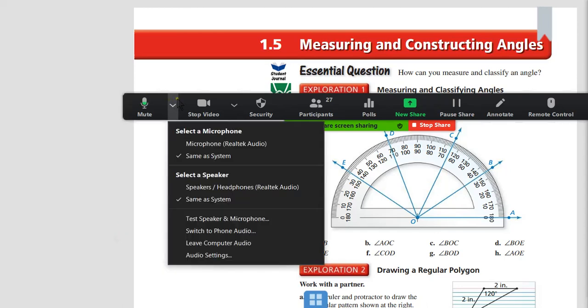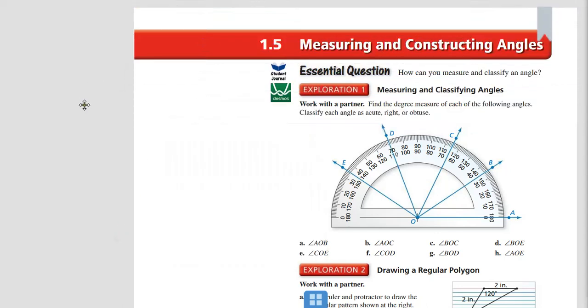All right, 1.5. Let's talk about what's in 1.5 and 1.6. So one of the first things they talk about is measuring an angle.